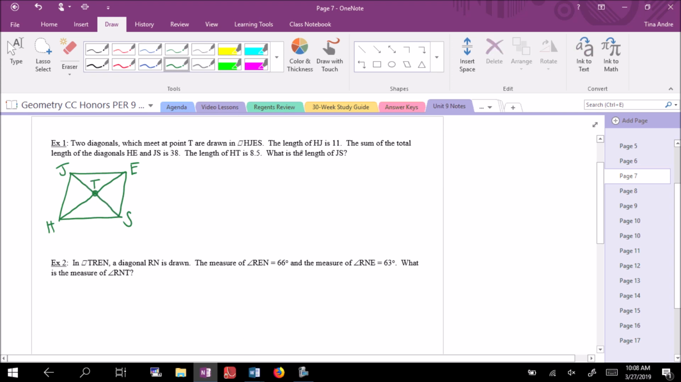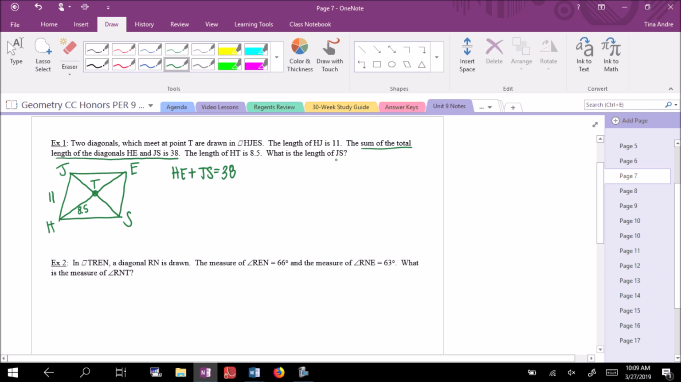And then it says the length of HJ is 11. The sum of the total length of the diagonals, HE plus JS, is 38. So I can't really label that in my picture, so I'm just going to write it there. It tells me the length of HT is 8.5.